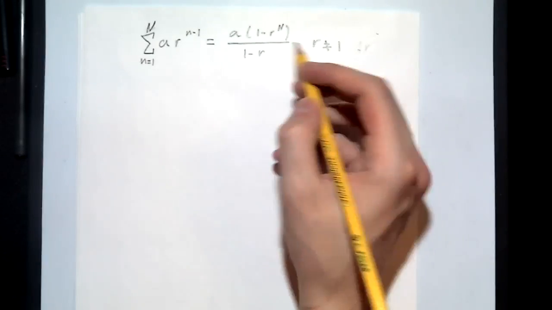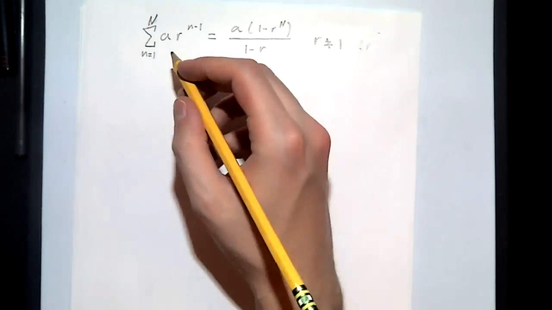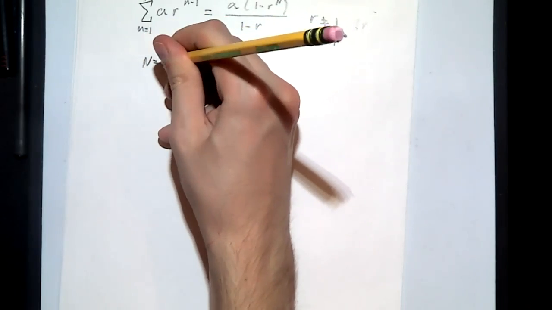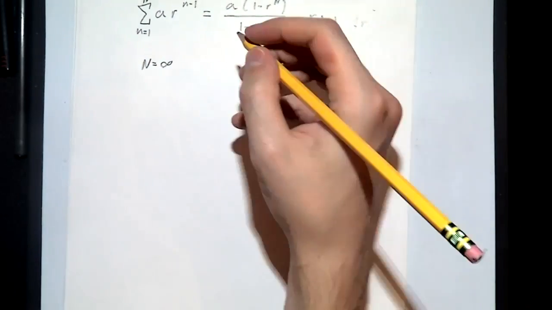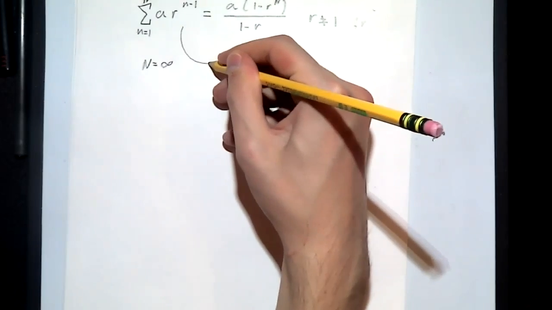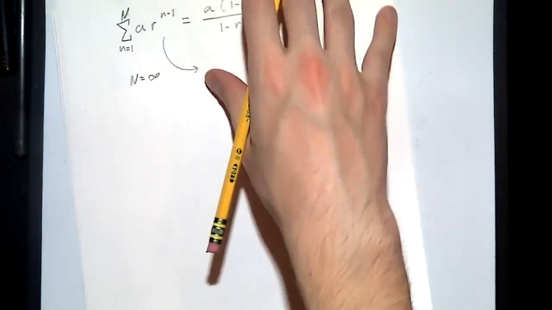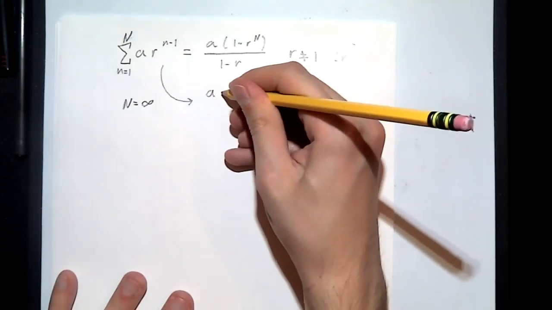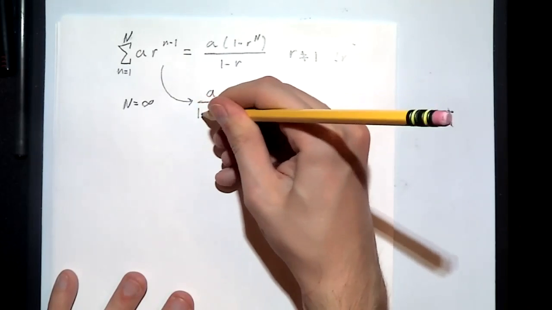So if we have the same one, but n equals infinity, then we get this equation, a over 1 minus r.